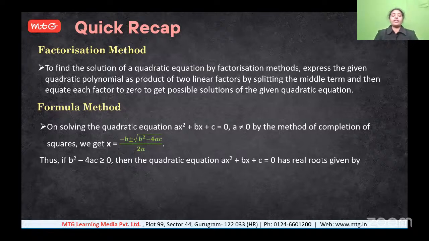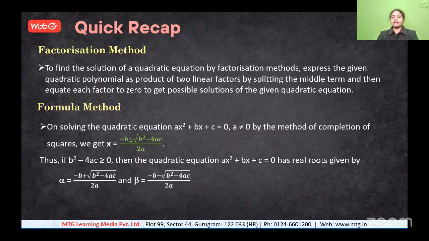Now here, if b square minus 4ac is greater than or equal to 0, then the quadratic equation has real roots, which is given by like this. So what is the meaning of this? Why is it being focused on b square minus 4ac?